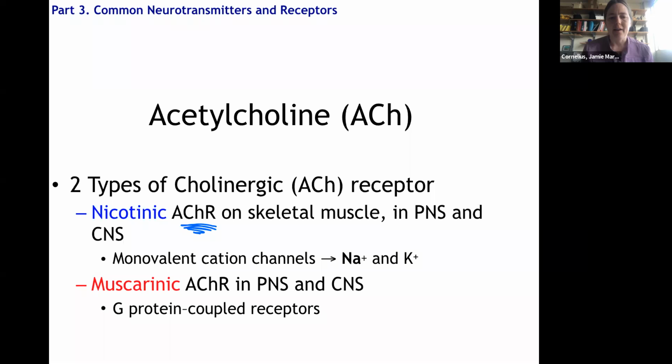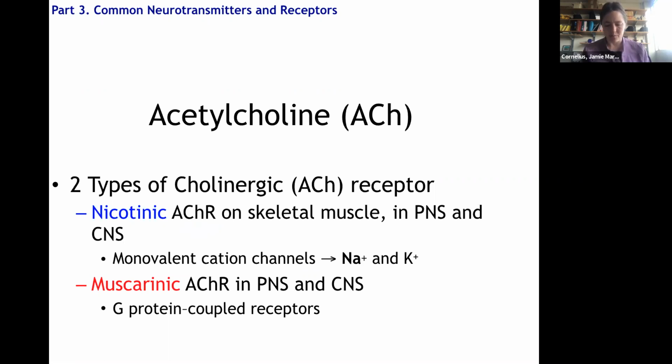And it is an ionotropic channel that essentially allows for the movement of sodium and potassium. Then you have the muscarinic acetylcholine receptor. So this is a different kind of acetylcholine receptor. It's found in different places in both the peripheral and the central nervous system. And it's a G protein coupled receptor.